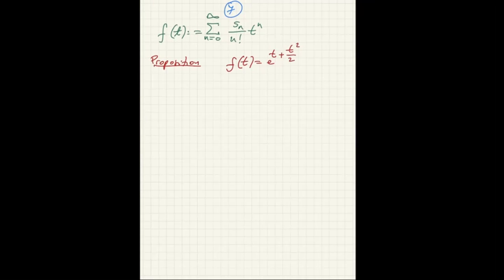But with this property of the previous recurrence relation, if we define f of t to be the exponential generating function of the number of involutions, then one can prove, and the details are in the textbook, so I'm not going to prove it here, that f of t equals e to the power t plus t squared over 2. So one can determine the exponential generating function of the number of involutions.